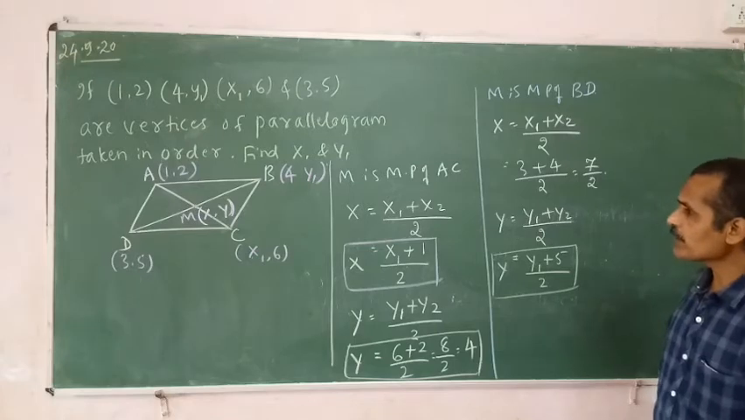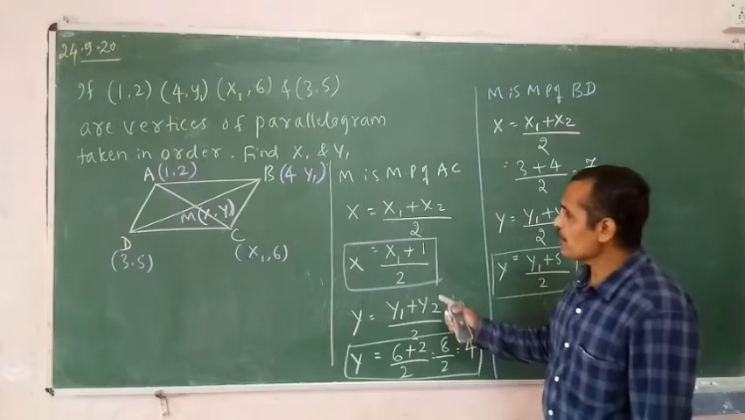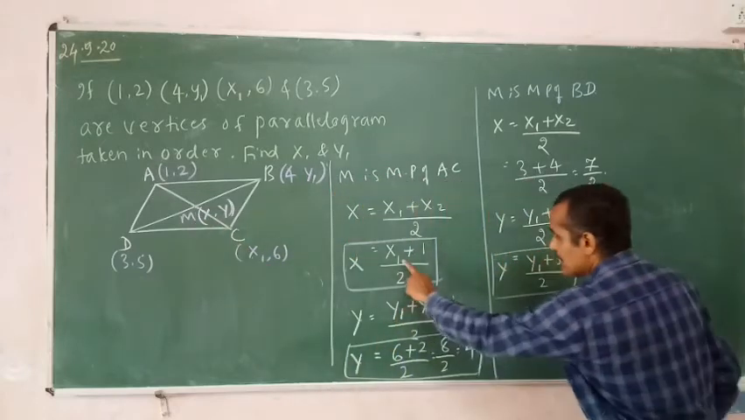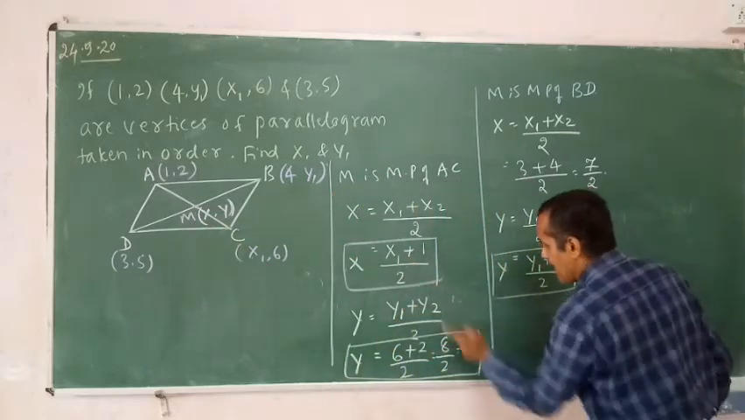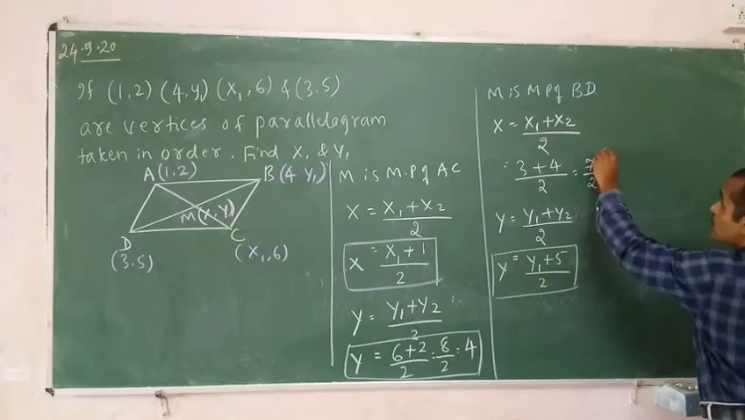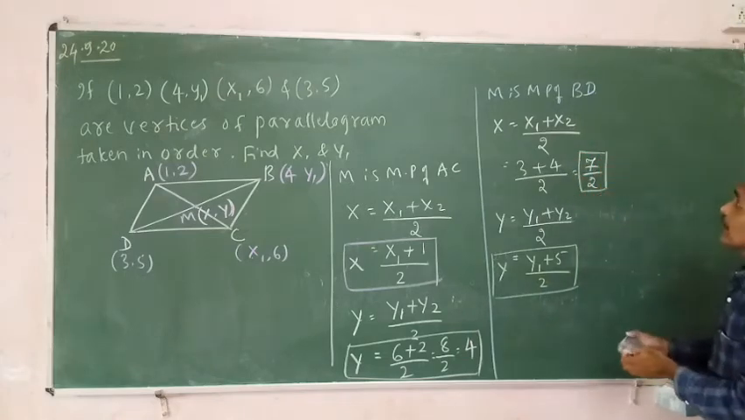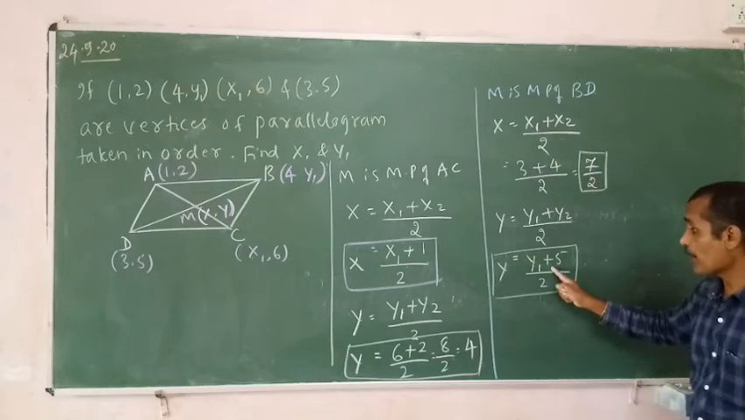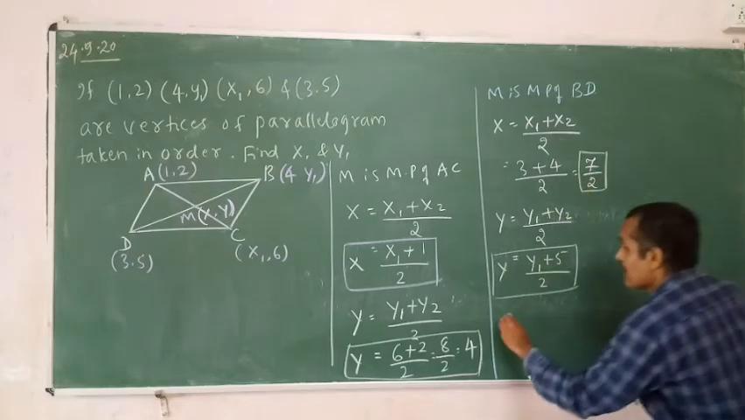Now, you got the coordinates of point M. These are also coordinates of point M. See, these two values are the coordinates of point M. Let me write somewhere here.